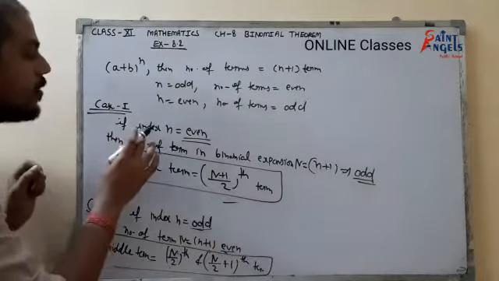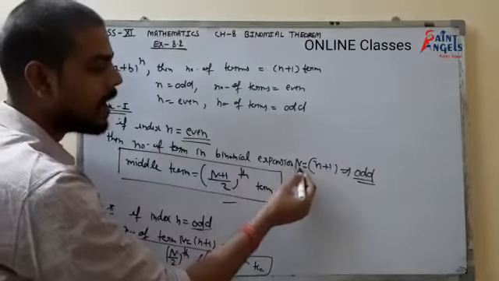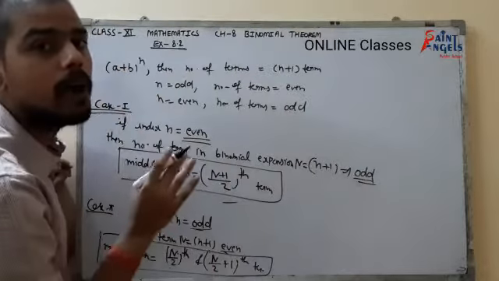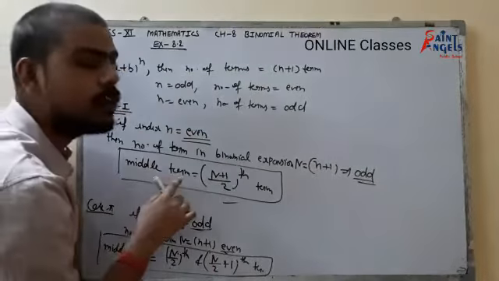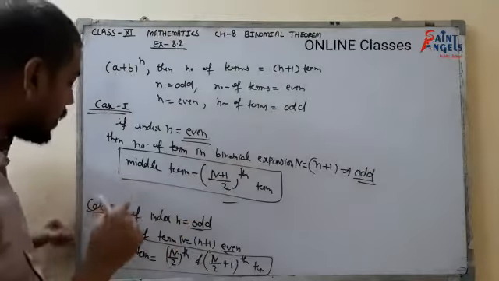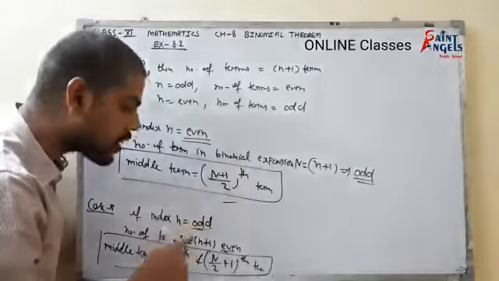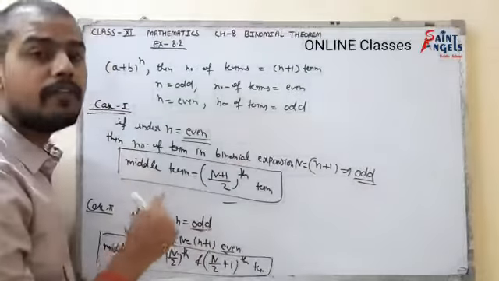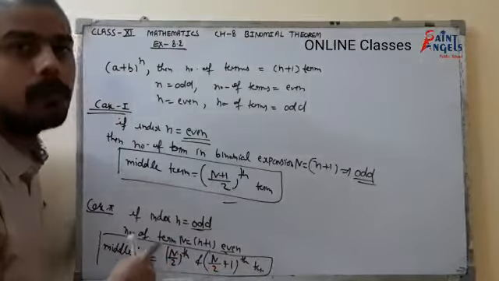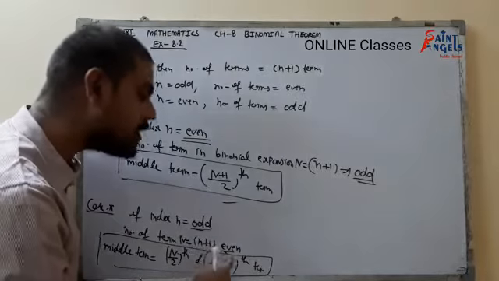So when we have index equal to even, it means the number of terms, that is capital N, which equals n + 1, is odd. So when we have an odd number of terms, the formula for the middle term would be the ((n+1)/2)th term. But when we have index equal to an odd number, then the number of terms would be even, and whenever we have an even number of terms in the expansion, we will have two middle terms. The first would be the (n/2)th term, and the second would be the (n/2 + 1)th term.